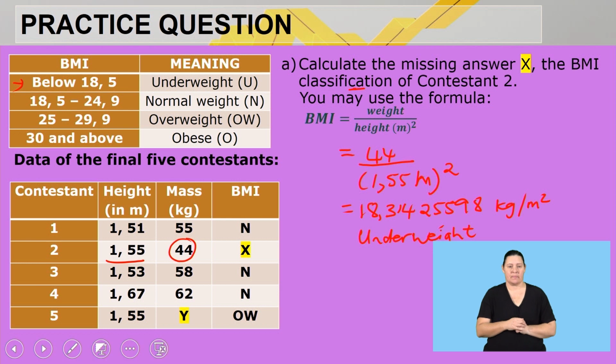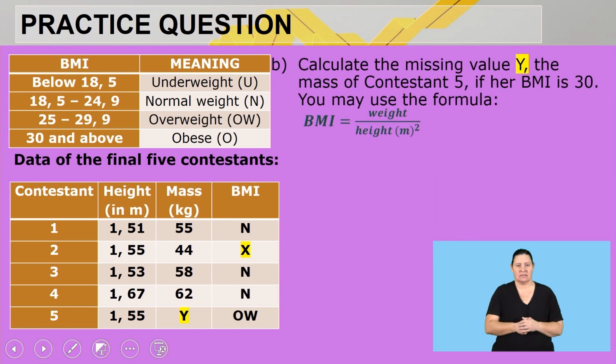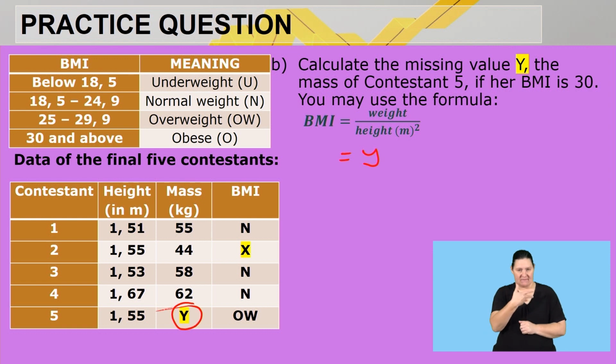All right, let us look at our next question. Question number 1B. It says calculate the missing value Y, the mass of contestant 5, if her BMI is 30. You may use the following formula. Again, the formula for BMI is provided. Step 2, I'm going to substitute, right? So do I know what the weight in kilograms is? No, so I'm going to label it Y as indicated in my question.